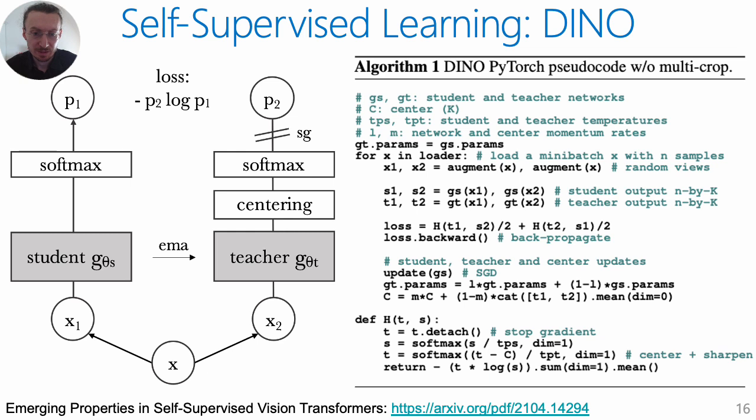DINO is a SOTA, state-of-the-art encoder, and it stands for self-distillation with no labels. So DINO trains student and teacher encoders, both with the same architecture but different parameters. And here the teacher is updated with an exponential moving average of the student encoder.